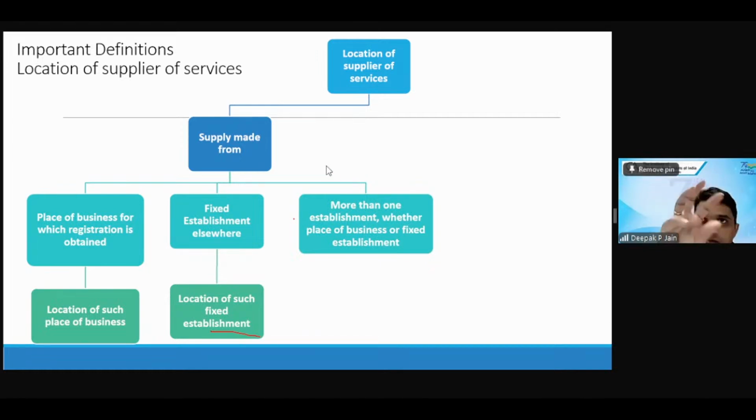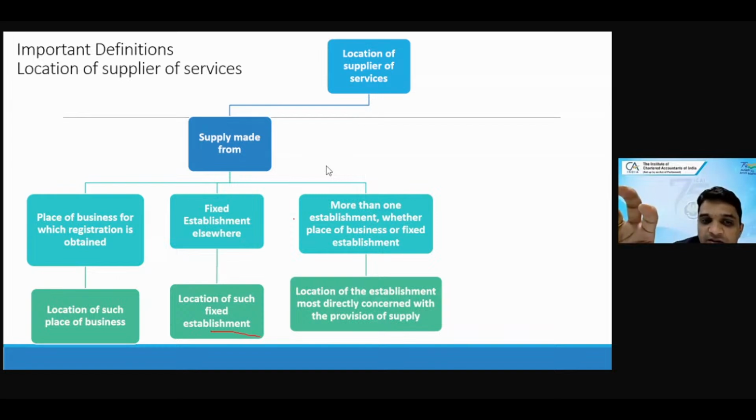Third scenario: more than one registration or more than one establishment. He's providing certain services from Bangalore, certain services from Tamil Nadu. Then the location will be that establishment, whether place of business or fixed establishment, which is most directly concerned with the provision of service. If he's providing services from more than one place, one registered and one fixed establishment, then it gets confused. That's why the law says, don't say that you are providing 50% from here, 50% from there. Don't do that. Identify the location of that establishment which is most directly concerned.